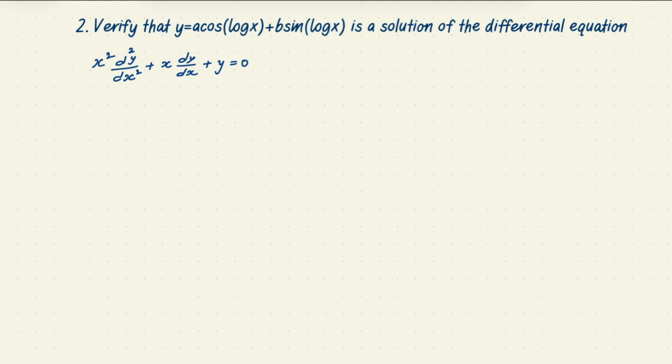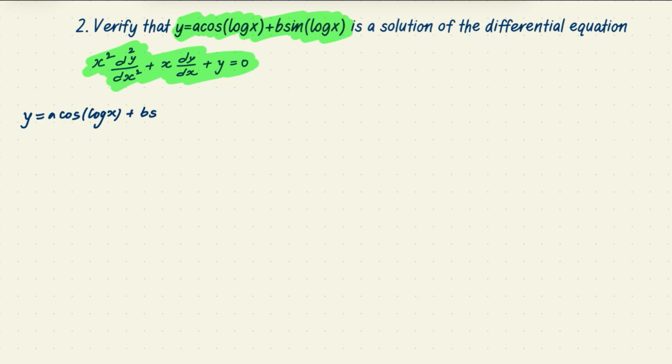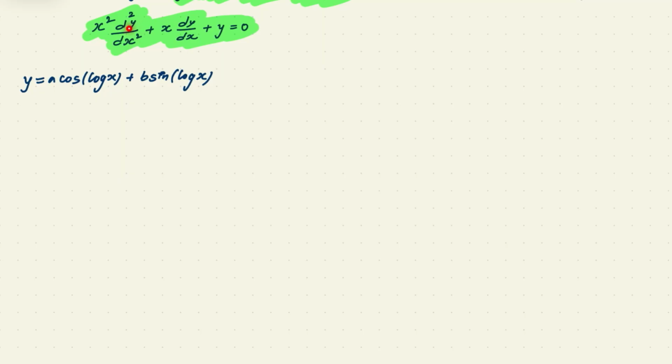Question 2. Verify that y equals a cos of log of x plus b sin of log of x is a solution of the differential equation x square d2y over dx2 plus x into dy over dx plus y equals to 0. So here small letters a and b are constants. Since we see that there is first order derivative and second order derivative, we will differentiate this y 2 times.